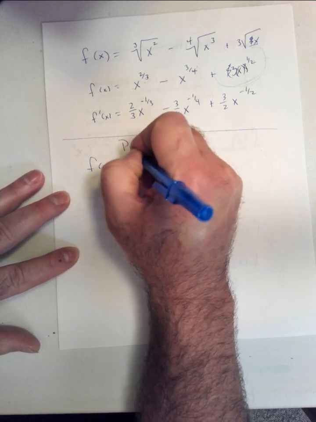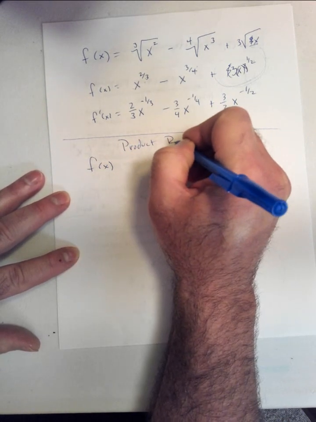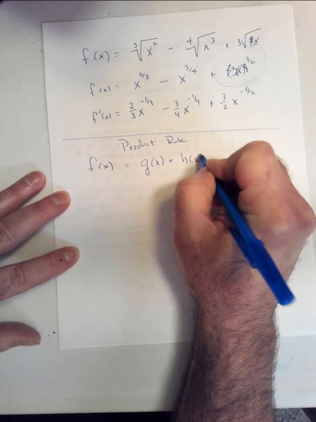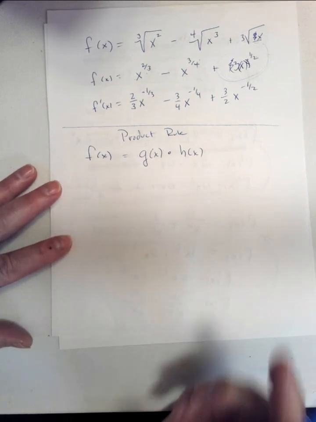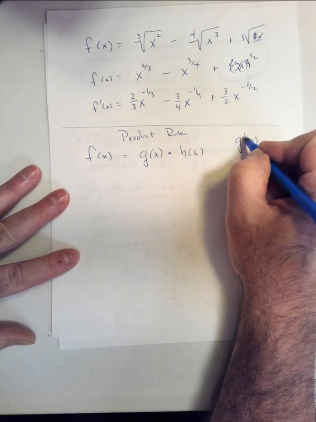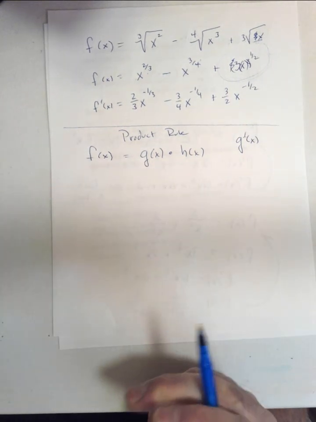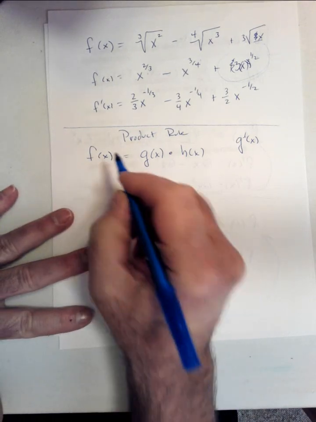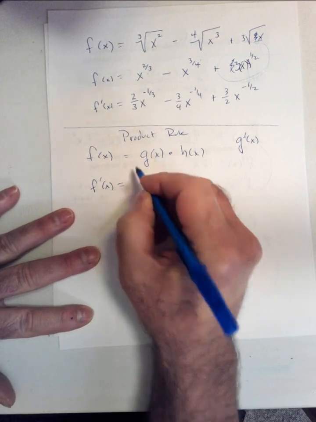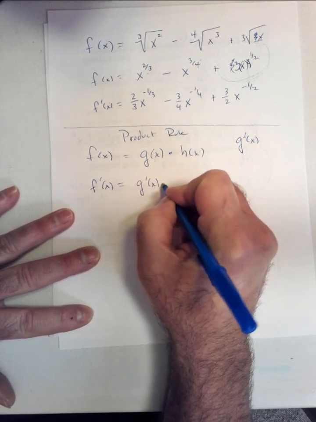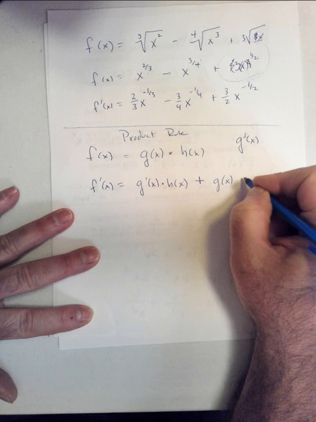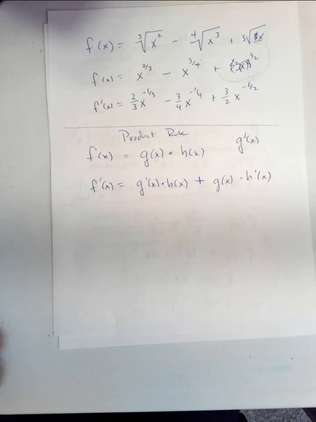For example, if f of x is equal to g of x times h of x. So the product rule tells me, and when you see me do something like this, that means we're doing g prime. That is the derivative of g. Okay? So to find the derivative of the product of the two functions, we take the derivative of the first function times the second plus the first function times the derivative of the second.